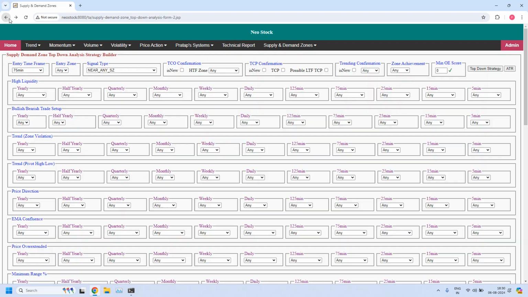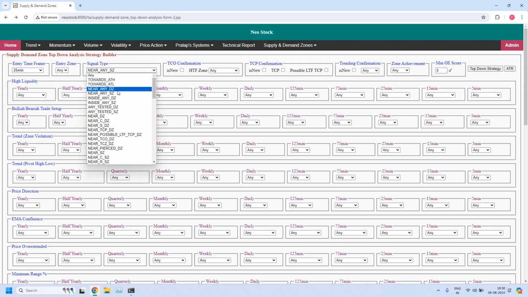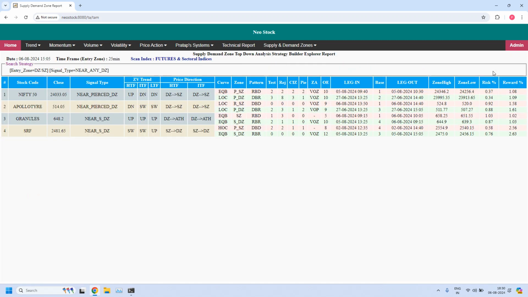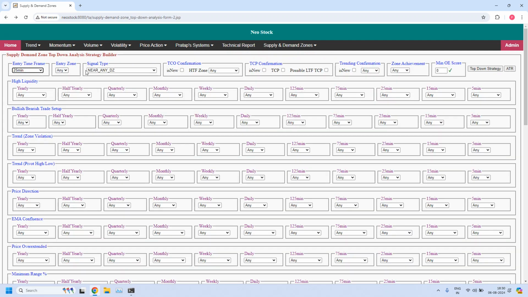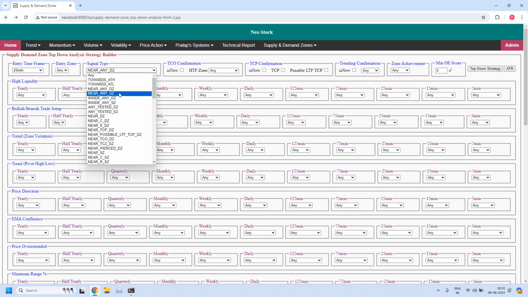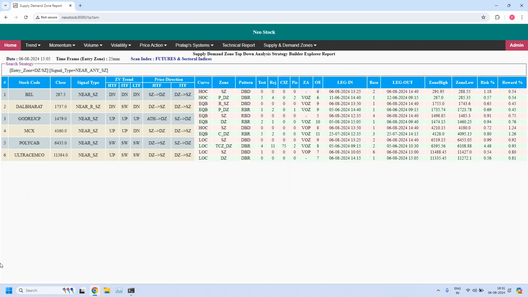Okay, next report is for changing the time frame to 25 minutes and let us find the stocks near 25 minutes demand zone. 4 stocks are filtered. And the next 25 minutes time frame, let us find the stocks near 25 minutes supply zone. 6 stocks are filtered.